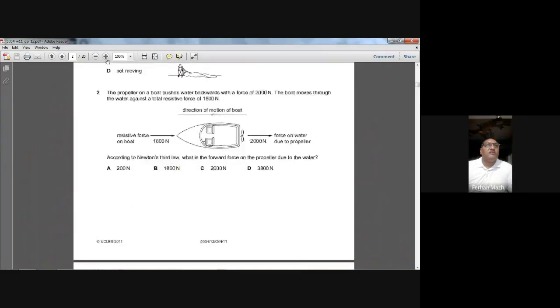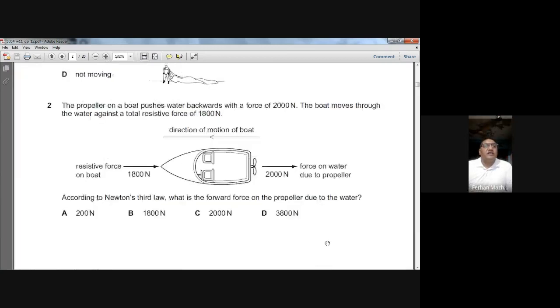Okay, question number two is on your screen. The propeller on a boat pushes water backwards with a force of 2000 Newton. The boat moves through the water against a total resistive force of 1800 Newton. You see, the propeller is applying a force of 2000 Newton on the water. The water will apply the same force in the opposite direction on the propeller. This is Newton's third law of motion pair of forces.